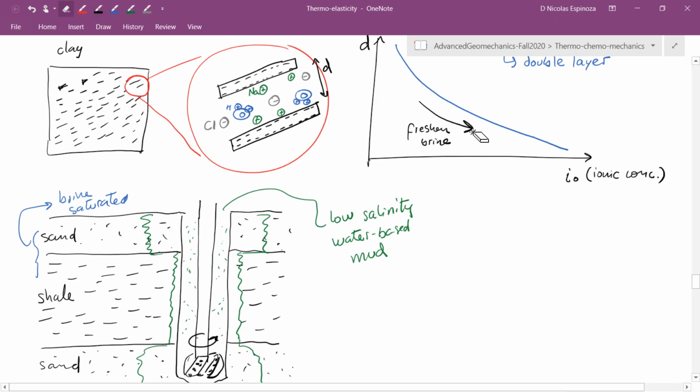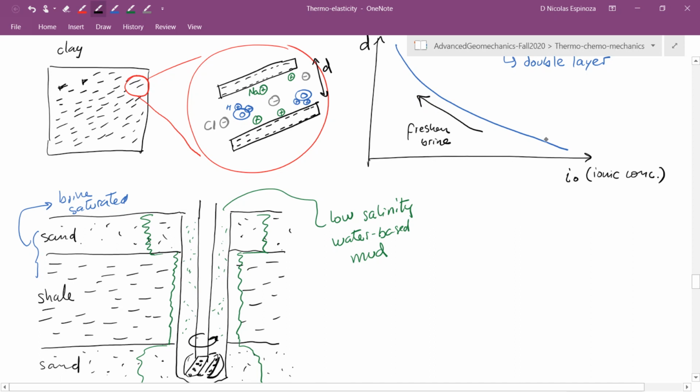Actually, I just see that my arrow here was... let me think again about this. So we are going from a high concentration to a lower concentration, then we're going in this direction. Yes. And this is what we're doing when we freshen the brine.